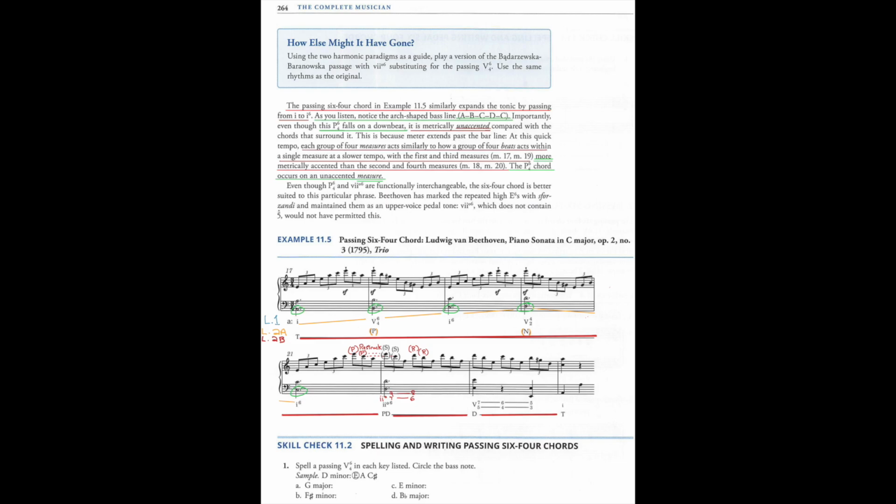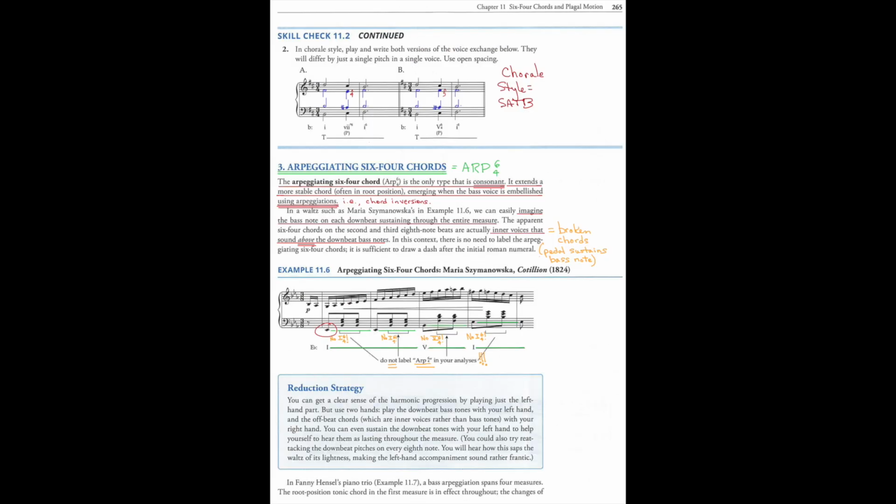Now the entire piece is tonic expansion all the way until you get to bar 22, bottom line, second bar in: predominant, then dominant, then tonic. And there you go. Now go to the top of page 265 in your textbook and let's look at skill check 11.2.